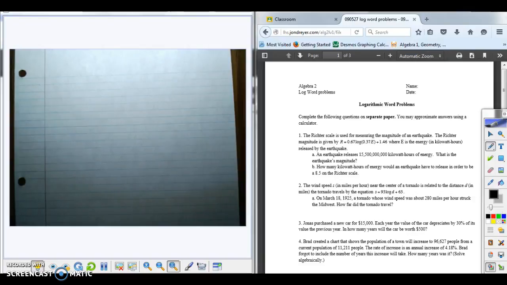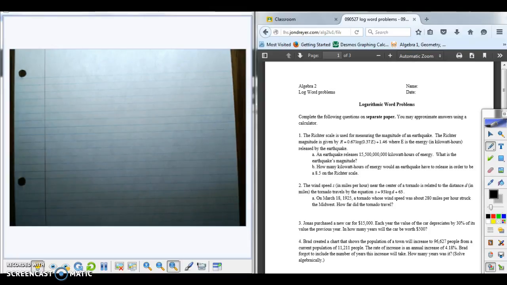We're doing number 1 for Algebra 2. It says the Richter scale is used for measuring the magnitude of an earthquake. The Richter magnitude is given by R equals 0.067 log 0.37 E plus 1.46, where E is the energy in kilowatt hours released by the earthquake. An earthquake releases that much kilowatt hours of energy. What is the earthquake's magnitude?